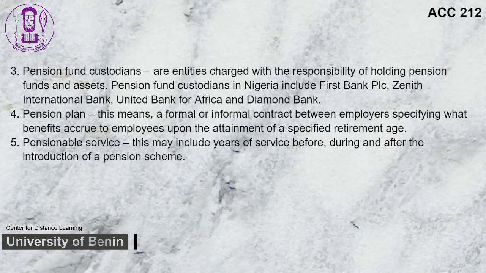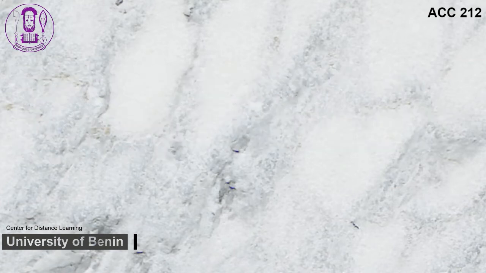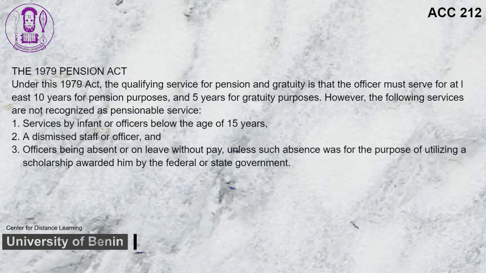4. Pension plan. This means a formal or informal contract between employers specifying what benefits accrue to employees upon the attainment of specified retirement age. 5. Pensionable service. This may include years of service before, during, and after the introduction of a pension scheme. The 1979 Pension Act. Under this 1979 Act, the qualifying service for pension and gratuity is that the officer must serve for at least 10 years for pension purposes, and 5 years for gratuity purposes.